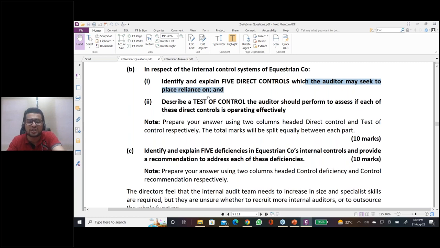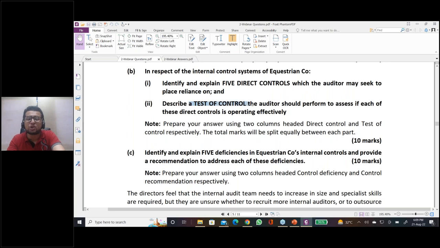Before we move on to the trust, we will go for a test of control. Auditor will always have trust issues, right? So the auditor would perform a test of control over the direct controls in order to be sure, yes, I can rely on the system. So 5 marks are there for the identification and explanation of 5 direct controls, and another 5 marks are there to describe a test of control which the auditor should perform to assess if each of these direct controls is operating effectively or not.